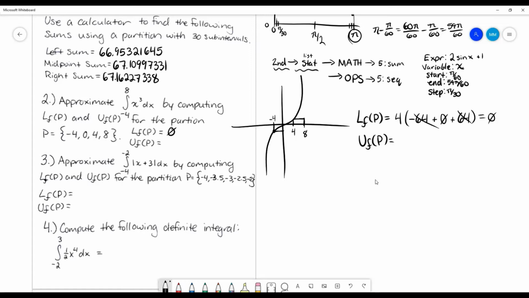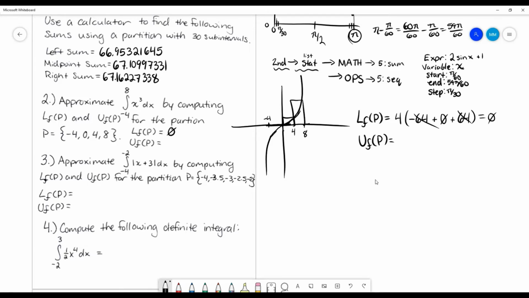Let's try that overestimate with our upper sum now. So instead of staying under the curve like we just were, we're going to go over it. So this time this part's going to stay 0 because I don't want it crossing like that because that would go in the negatives. But here we're going to have these.